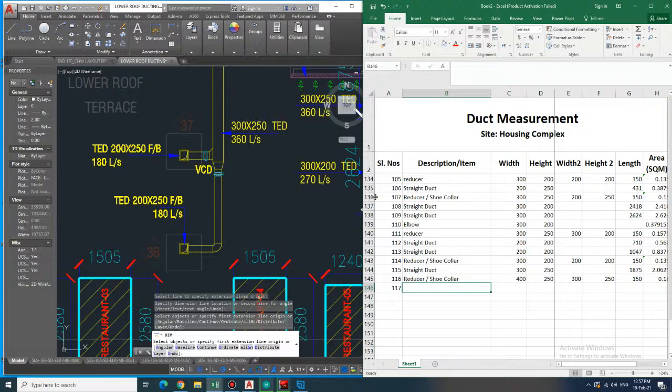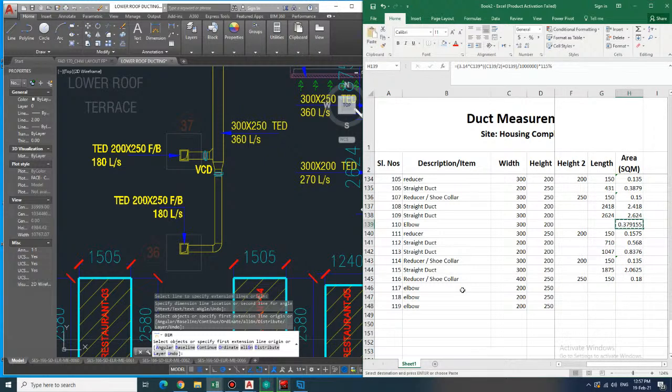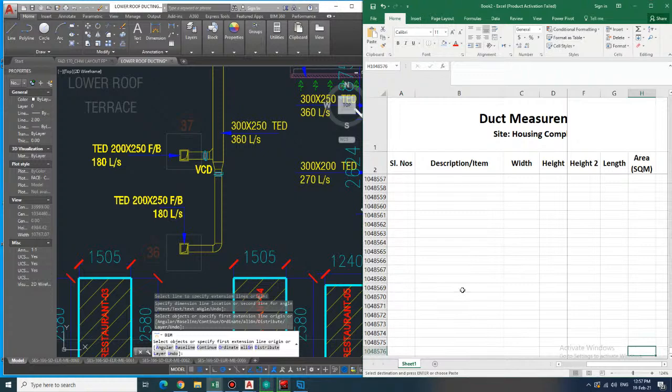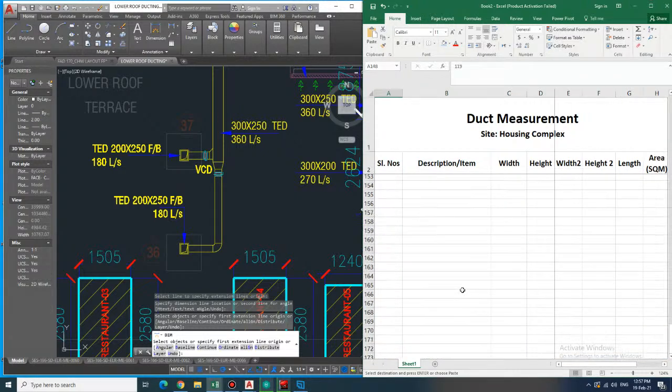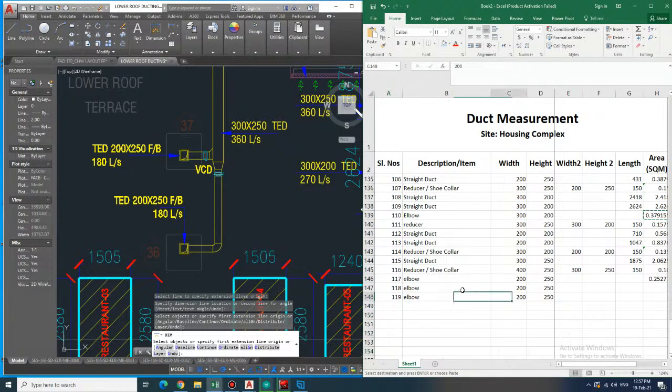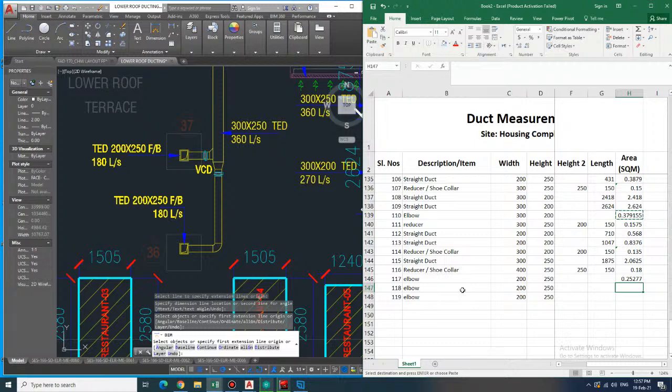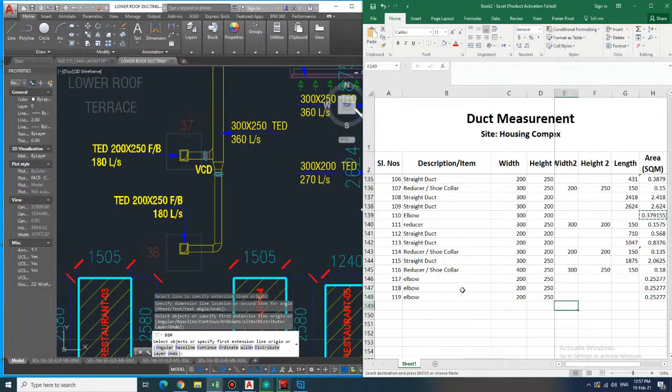One, two, three elbows. First we need to put elbow 200 by 250. Again elbow 200 by 250. Again elbow 200 by 250. So we'll put the elbow equation here. Take the equation and put here like that. Okay, we applied 3 elbows.